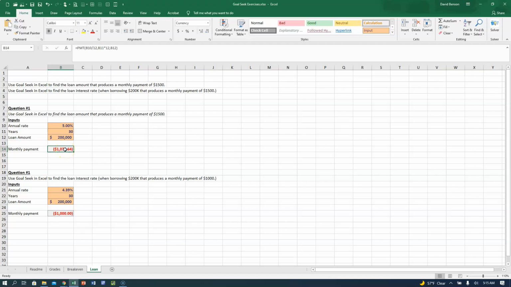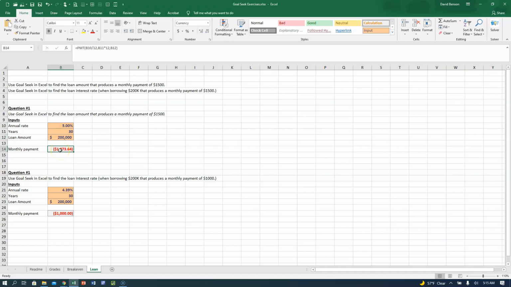Okay, and now what I'm going to change is, at 5%, if I'm willing to pay $1,500, how much can I borrow? What's the maximum amount I can borrow? So this time I'm going to hold the interest rate constant. What I want to change is this loan amount.